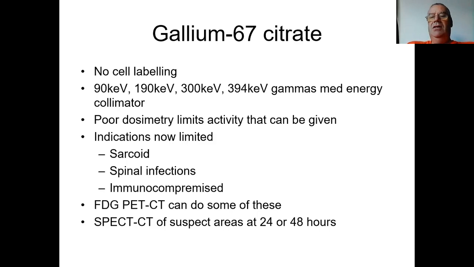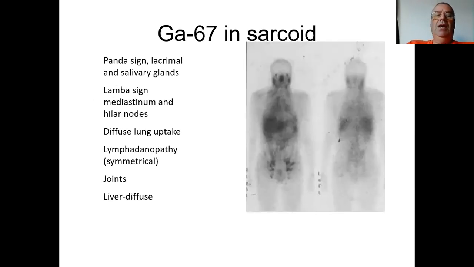Indications are limited to things like sarcoid, spinal infections, and immunocompromised patients. To be honest, FDG PET does this better, but you can still use SPECT-CT at 24 to 48 hours. Here is gallium-67 in sarcoid, showing the panda sign, and the lambda sign, which is the paratracheal and hilar nodes, with diffuse low uptake. We can also get uptake in joints and the liver.